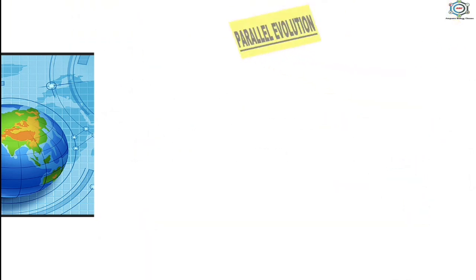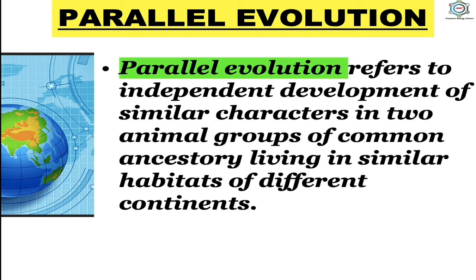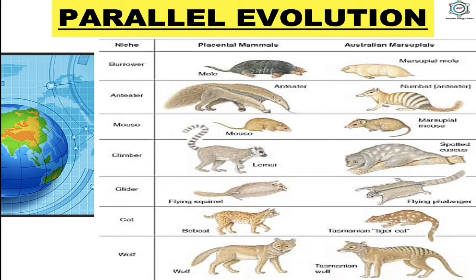After this, the next is parallel evolution. What is parallel evolution? Parallel evolution refers to the independent development of similar characters in two animal groups of common ancestry living in similar habitats of different continents. Here, this is seen in many placental and marsupial mammals. Wolf, cat, anteater, flying squirrel, groundhog, and house mouse among the placental mammals are paralleled in evolution by marsupials, namely Tasmanian wolf, native cat, anteater, flying phalangers, wombat, and marsupial mouse, respectively.